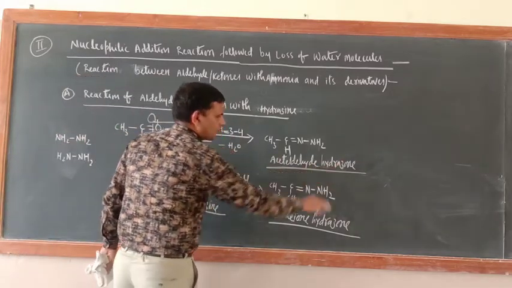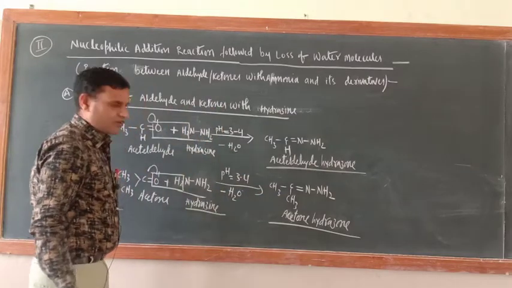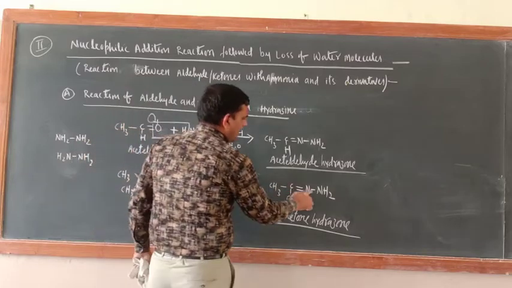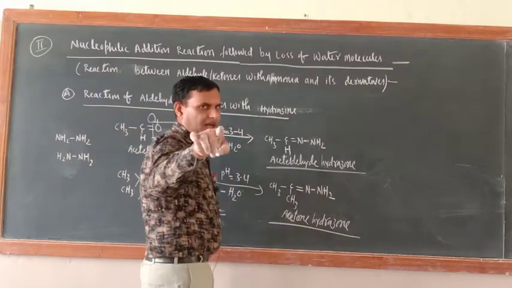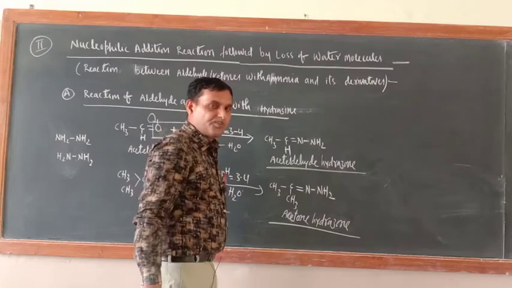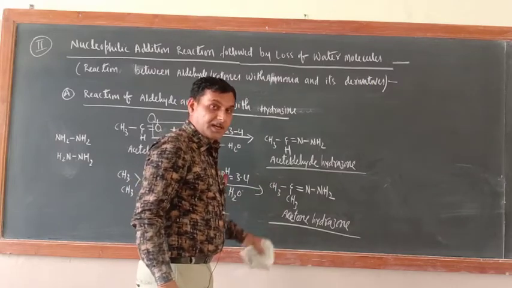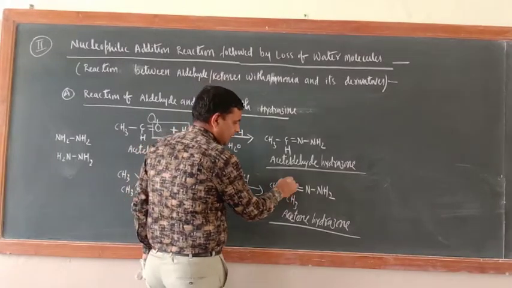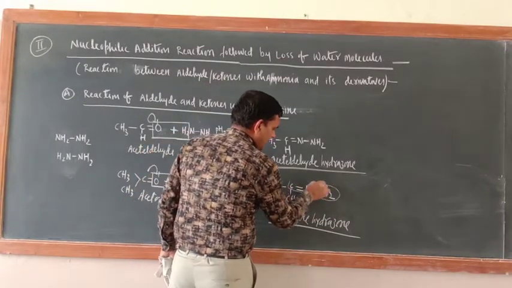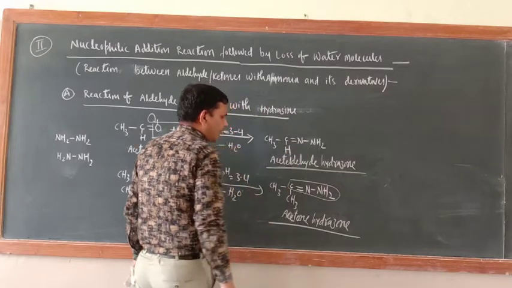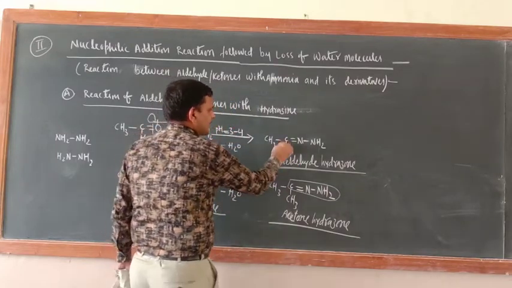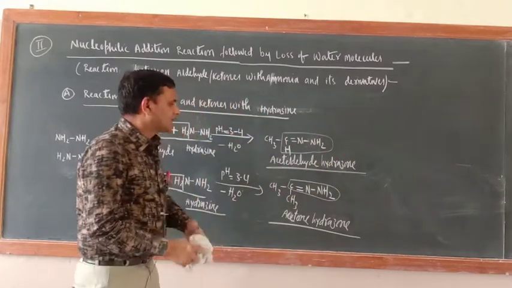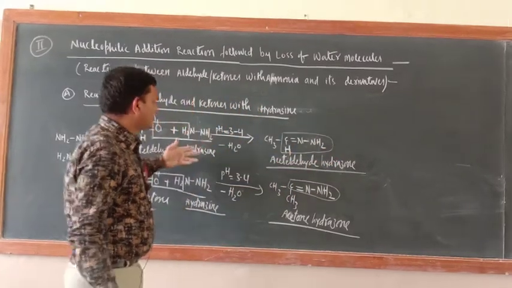Acetaldehyde hydrazone. What is the name of the product? Hydrazone. Here, acetone hydrazone. Just see, C double bond N-NH2 has come or not? When I was giving you the list of ammonia and its derivatives and their reaction with aldehydes and ketones, what was written there? C=N-NH2 was written or not? C=N-NH2, that is the only product. Okay, this is hydrazone.